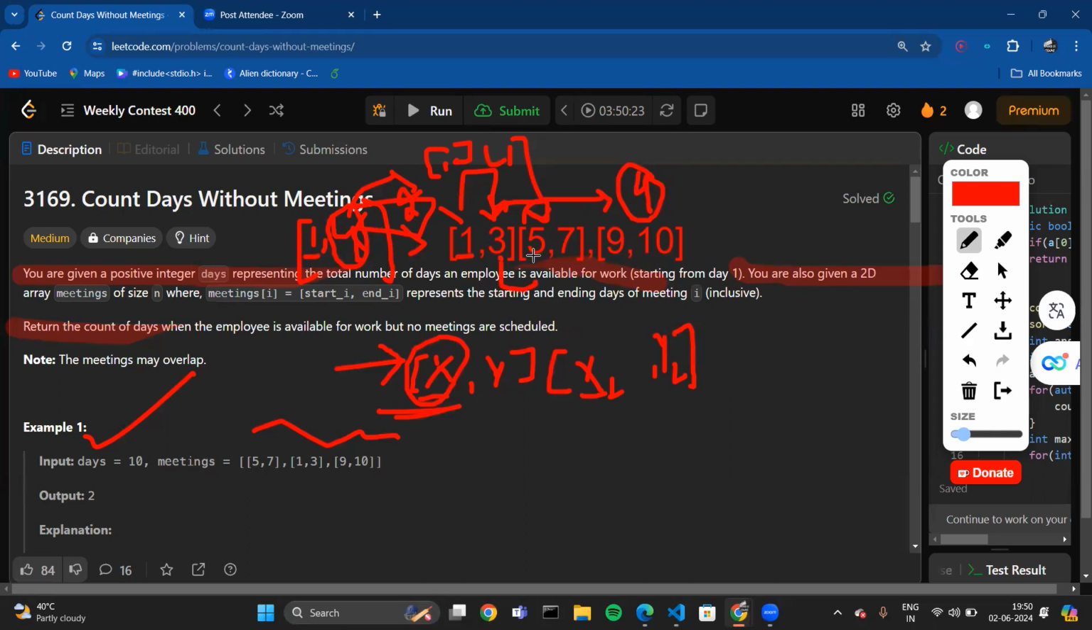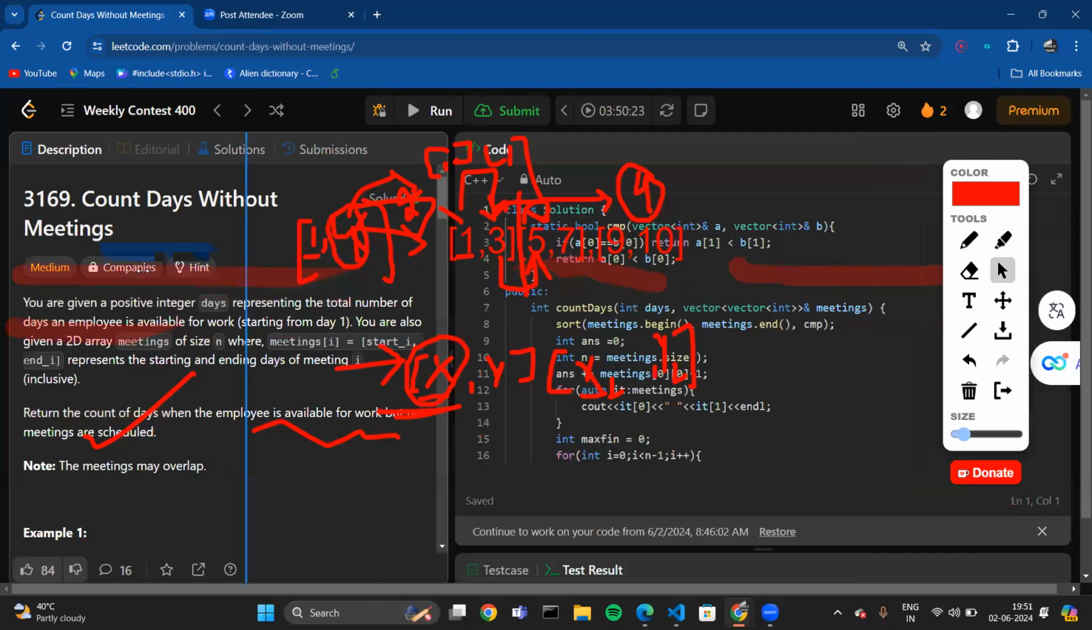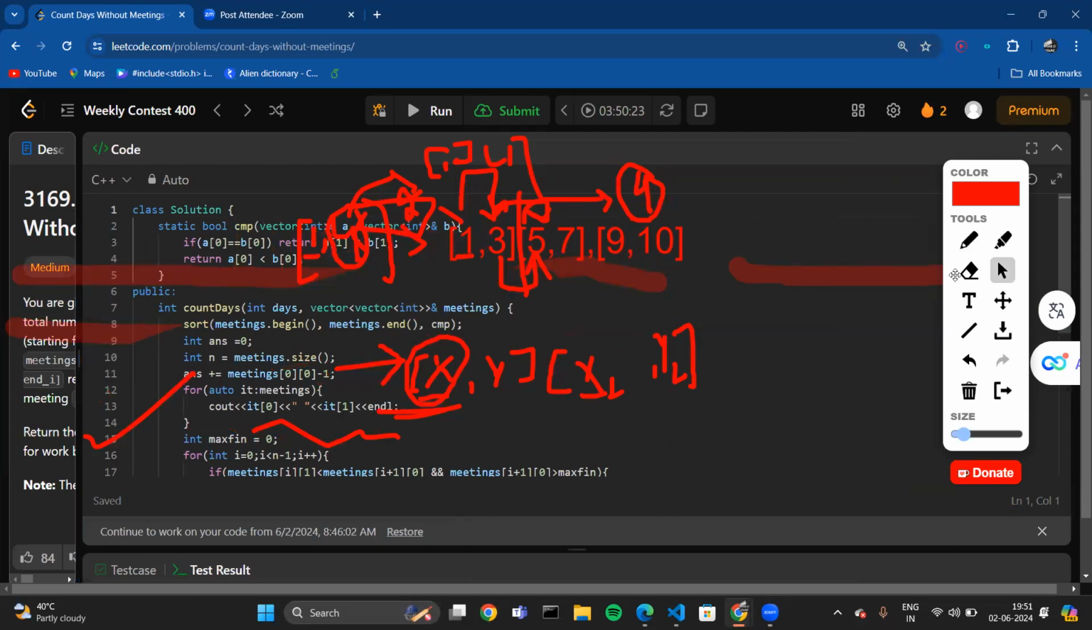But if there is such a gap, like 3 and 5 are not overlapping, and the maximum answer till now, till 1 comma 3, is lesser than, you can say 4 is not covered, is lesser than this 3, then I can for sure add it in my answer. So this is the approach. So let us understand it from the code, how this works.